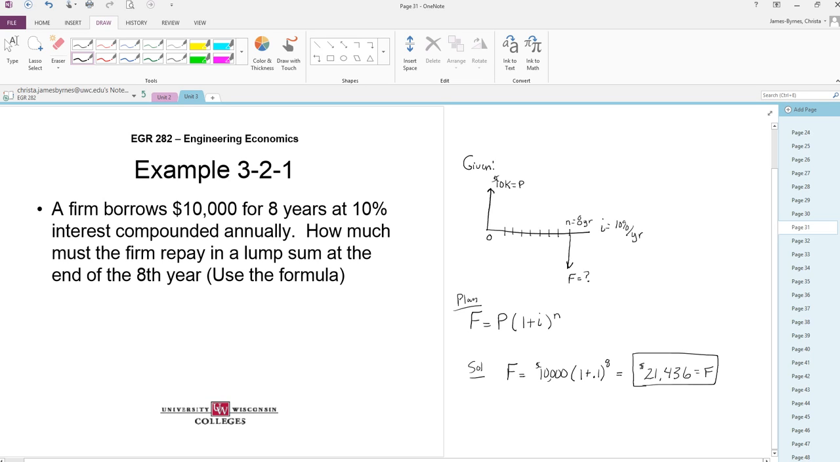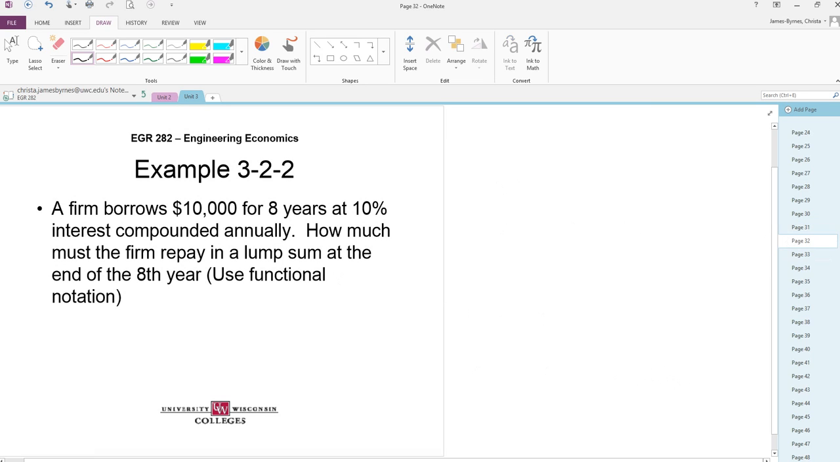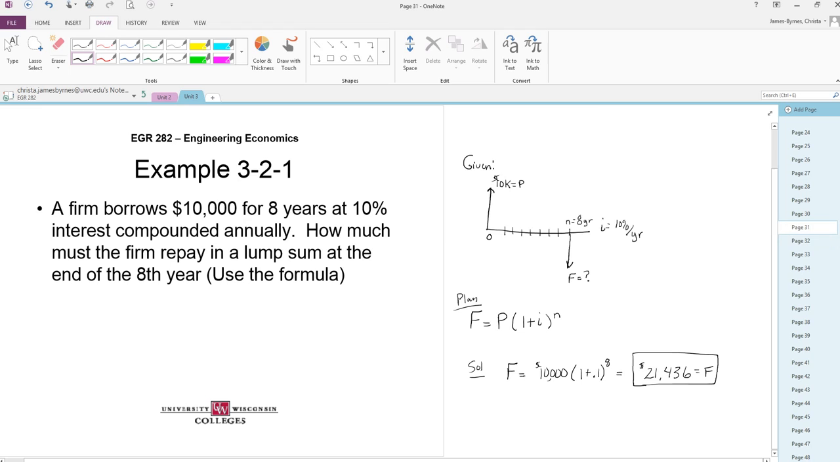Okay. Next question says same problem, use functional notation. So in this second part, I'm going to go up here and grab a different color pen. My plan, instead of using the formula, I'm going to use the function. Future is equal to present. Find a future given a present, at an interest rate for an n. Well, I'm going to plug and chug.